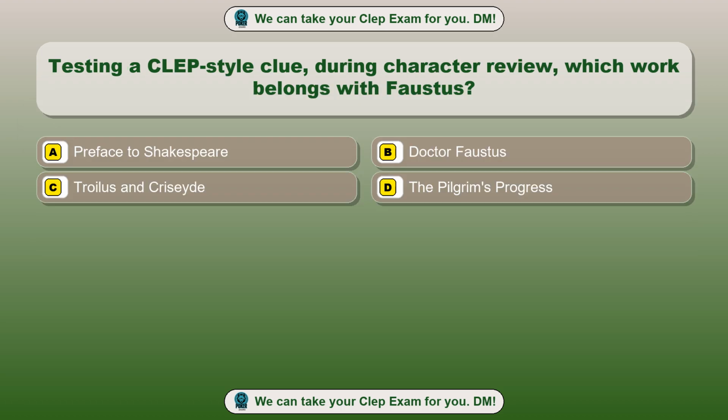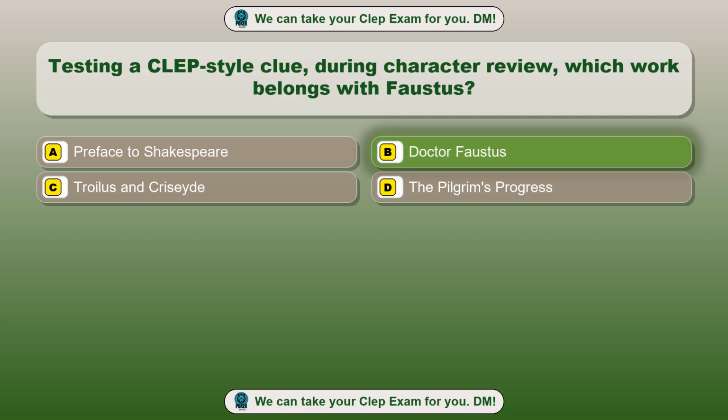Question 93. Testing a CLEP-style clue. During character review, which work belongs with Faustus? Option A. Preface to Shakespeare. Option B. Dr. Faustus. Option C. Troilus and Cressida. Option D. The Pilgrim's Progress. The correct answer is option B.